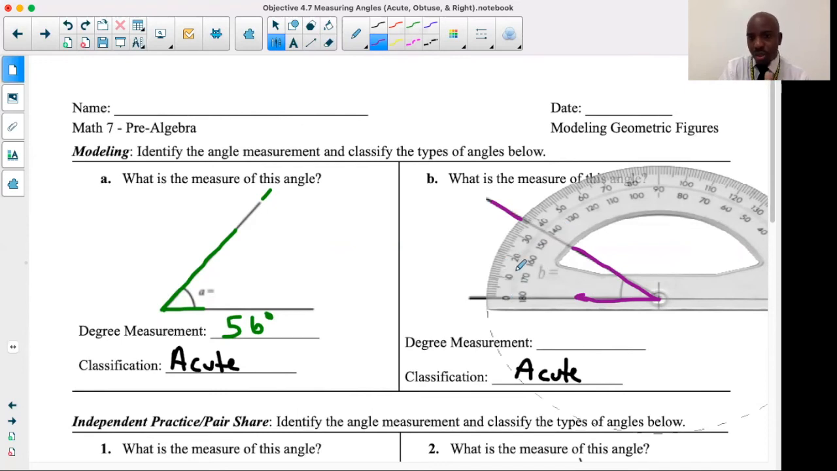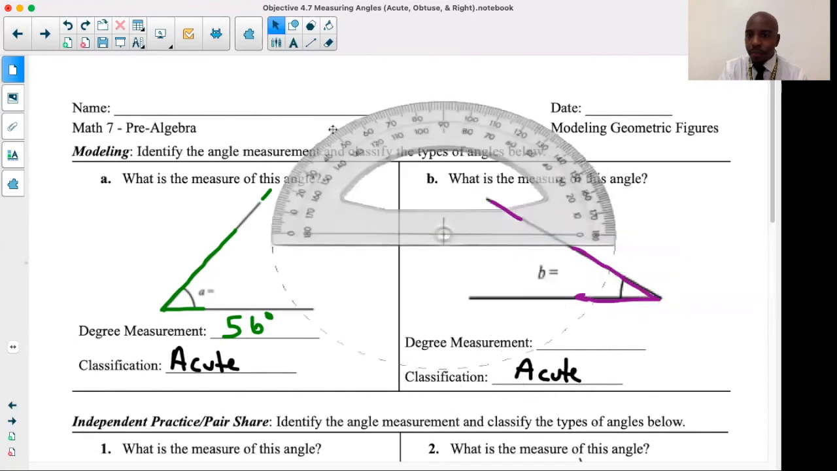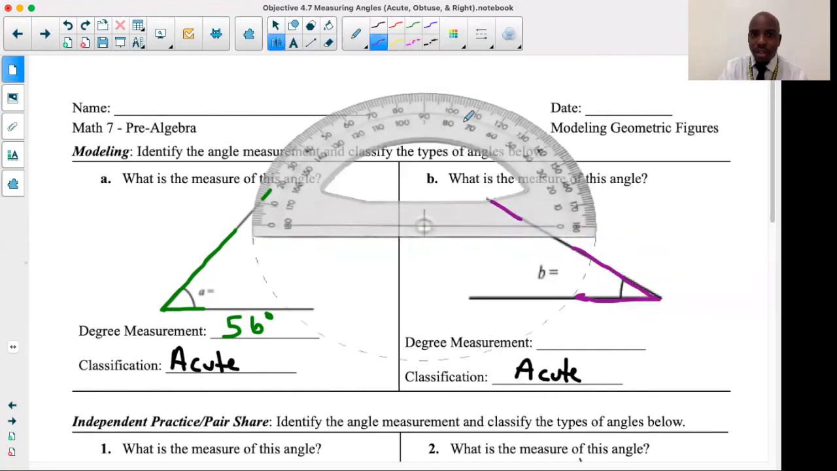I'm going to count 0, 10, 20, 30, and I see it's between 30 and 40. I'm going to say it's a little bit bigger than 30, a little bit bigger than 35. And it looks like it's a little bit bigger than 36. So let's say it's 37 degrees. Okay. I'm going to write this angle out as 37 degrees.